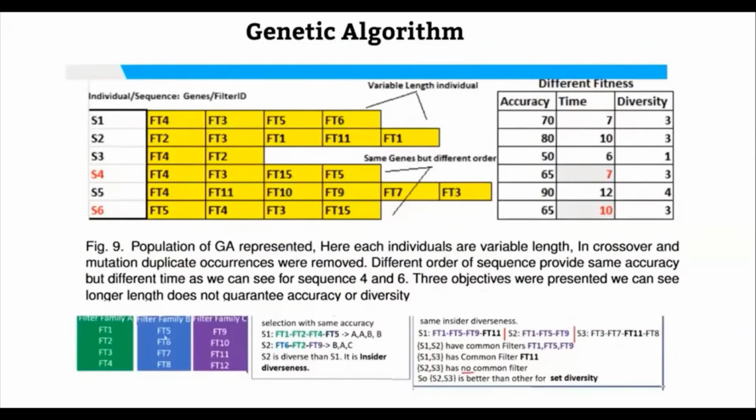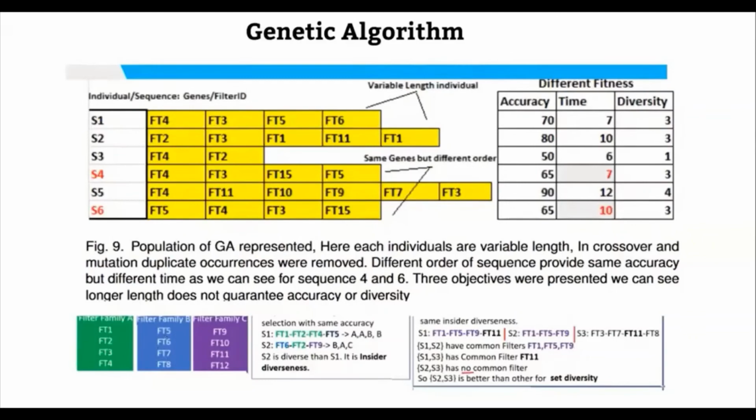And for the diverseness, we have to tackle 2 types of diverseness. One is the inside diverseness, which is whether these filters are all from the same family or not. And as we are giving a dynamic option to select one sequence from a set of sequences, that set also needs to be diverse. So we can't put, say, similar sequences. So that is the set diversity.